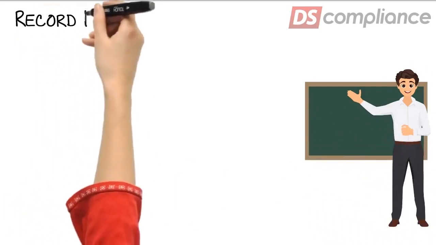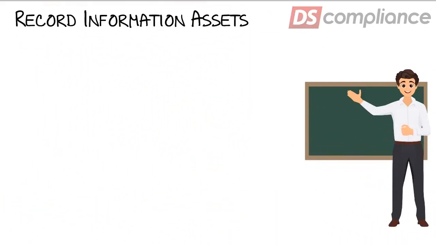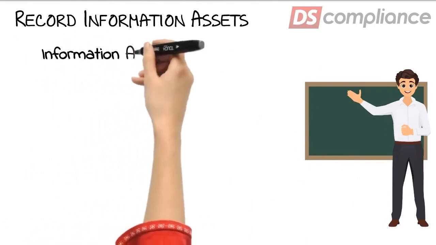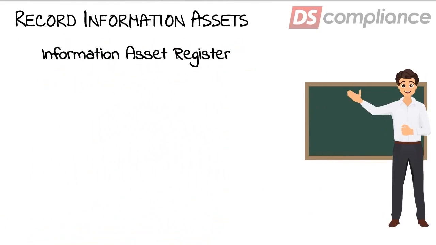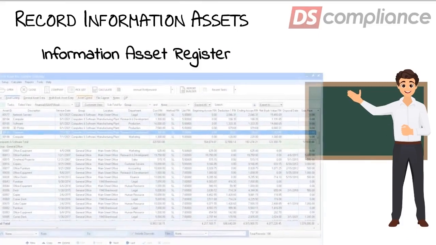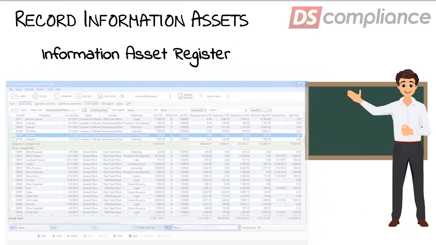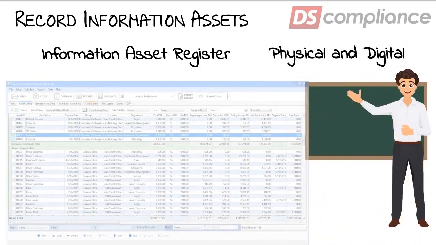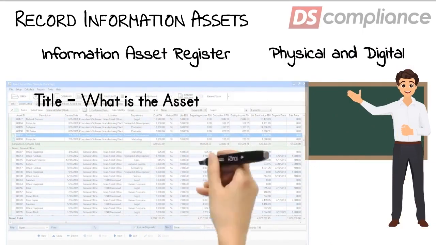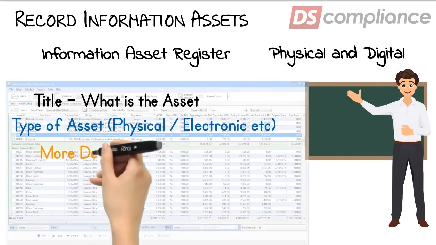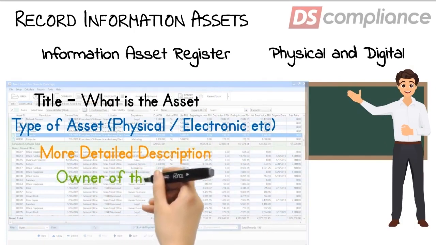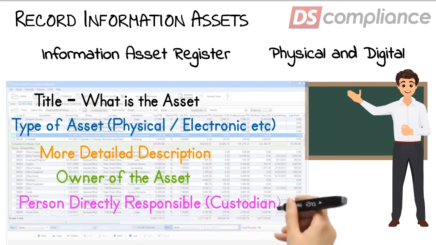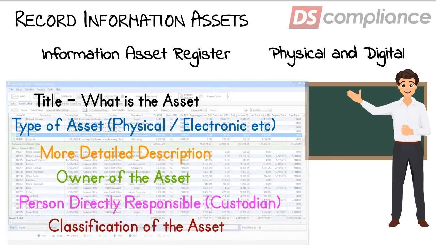Having classified our information, we now need to record it, which brings us to the Information Asset Register. Again, there are many ways you can do this, and we show you merely one suggestion. This is a document in which we record all the assets that fall within the scope of our ISMS, being both physical and digital assets. The information contains the title, type of asset, detailed description, the owner of the asset, the custodian or person directly responsible for it, and the classification as we have previously described. Here follows a sample of what it may look like.